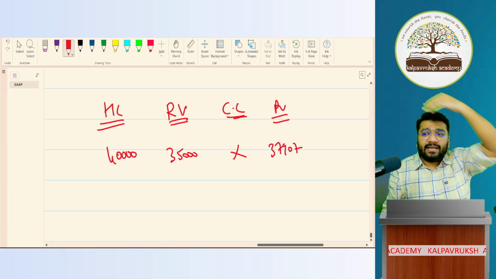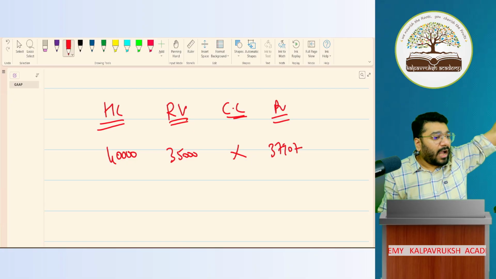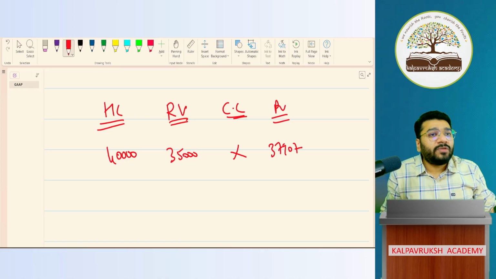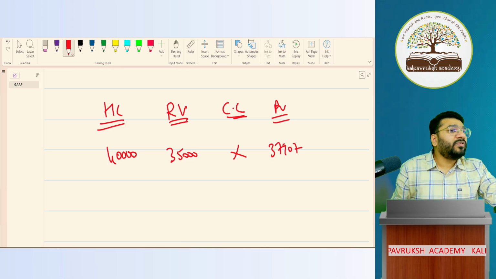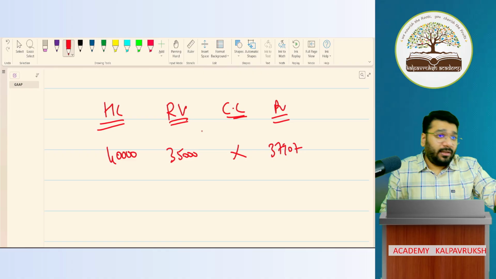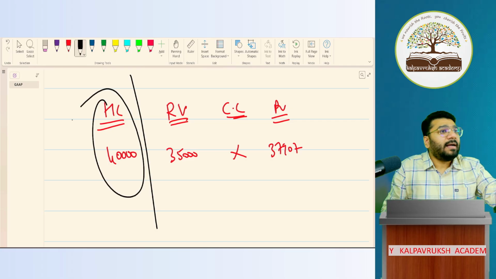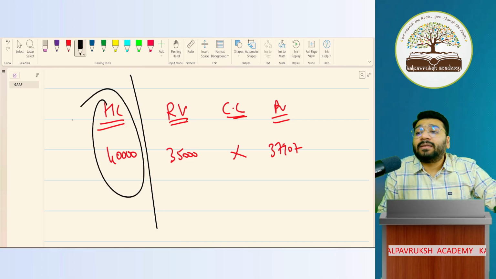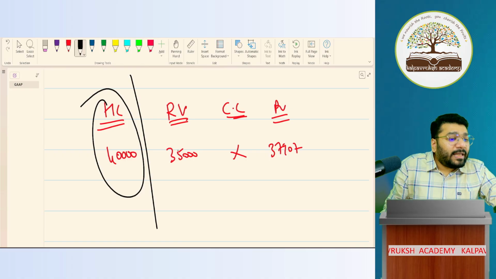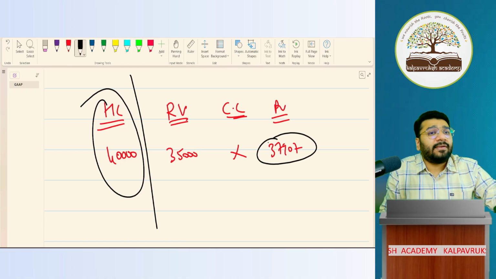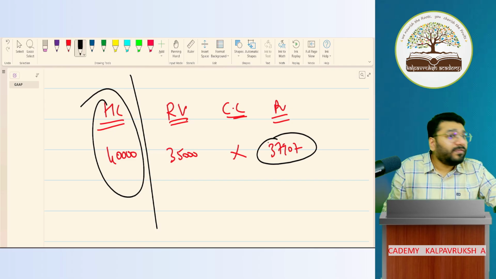So you tell me, forget there is no AS. Out of these 4 options, which is the best option? If I don't want to record historical cost, what is the best option? This I'm already recording, boss. I want to change, which method can I adopt best? If I show the asset at 37,907, will it be right? Will it be right? No.